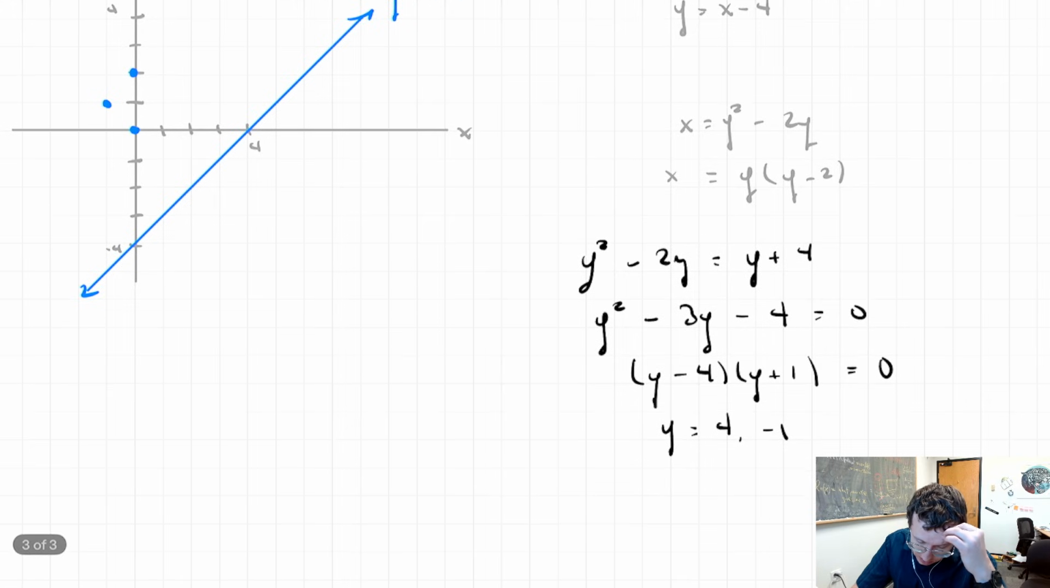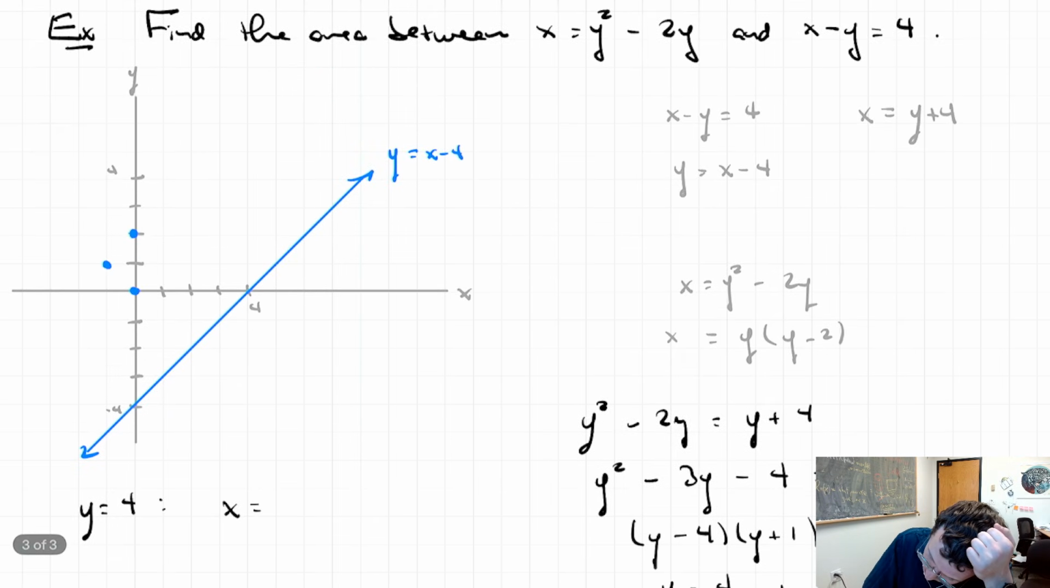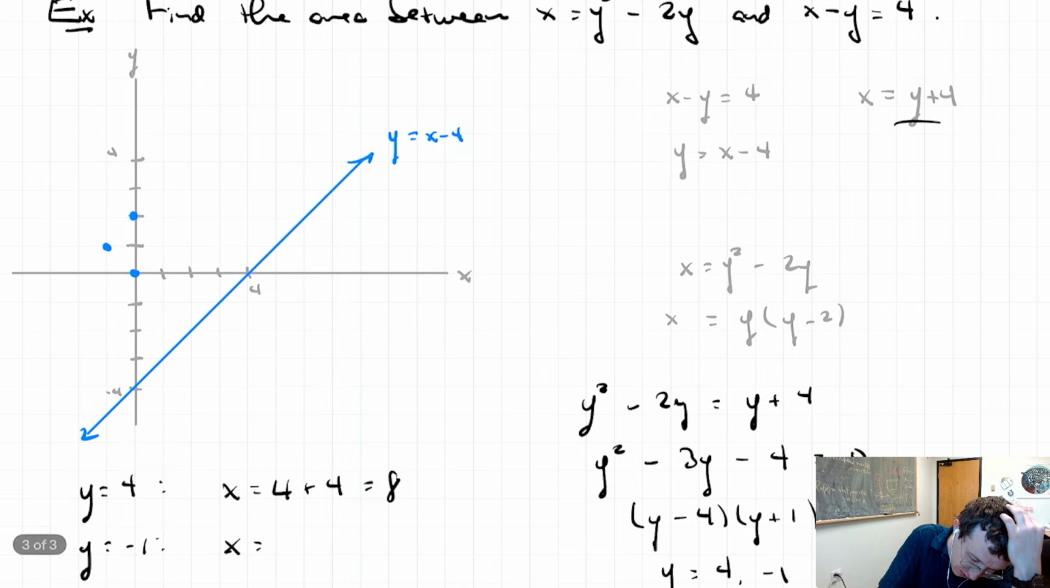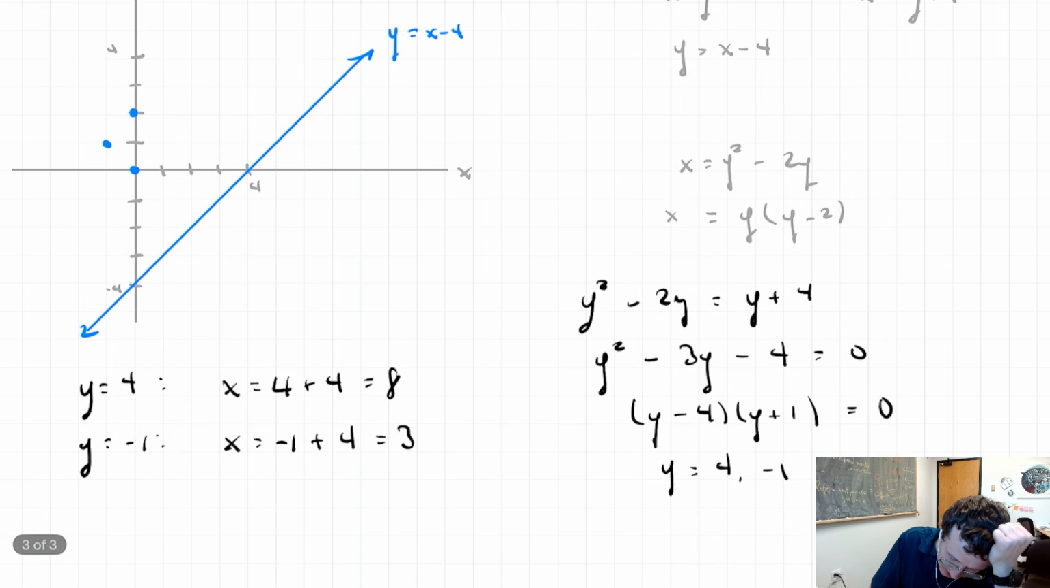And the x values, when y is 4, x is, oh, x is always y plus 4. So it's going to be 4 plus 4, which is 8. And when y is negative 1, x is going to be, again, y plus 4. So negative 1 plus 4, which is 3. So what is all this telling us? It tells us that there's an intersection where x is 3 and y is negative 1. So let me plot the point 3, negative 1.